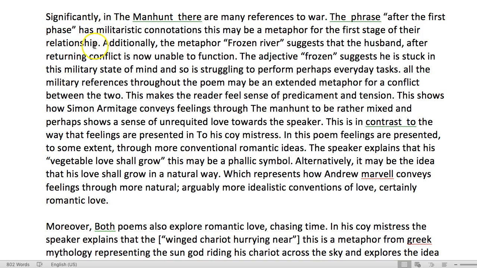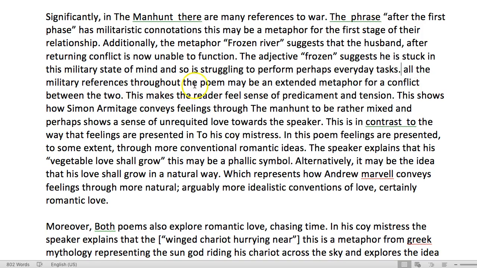So at the minute you're not exploring. Additionally, the metaphor frozen river suggests that the husband, after returning from conflict, is now unable to function. Good, but in what way? Remember, the question was about feelings, and so if his feelings are frozen and not functioning, what does that say about what's happened to the relationship? The adjective frozen suggests he is stuck in this military state of mind and so is struggling to perform perhaps everyday tasks. That's good, but it isn't quite linked to feelings, which was in your title.